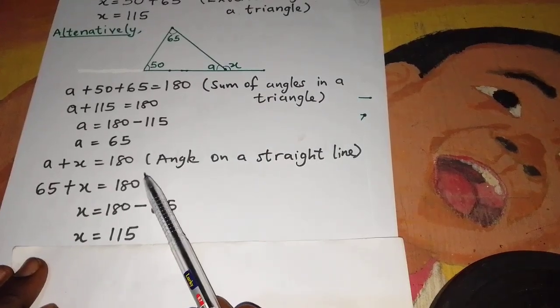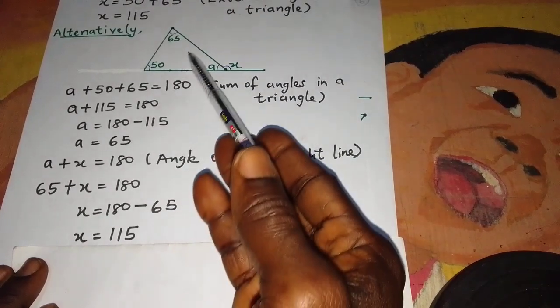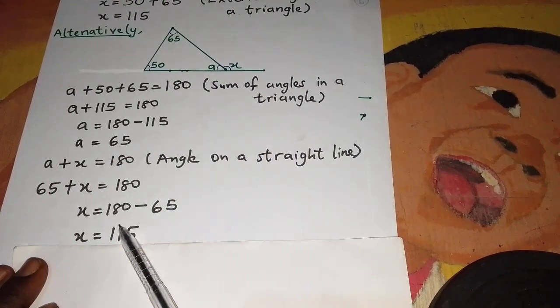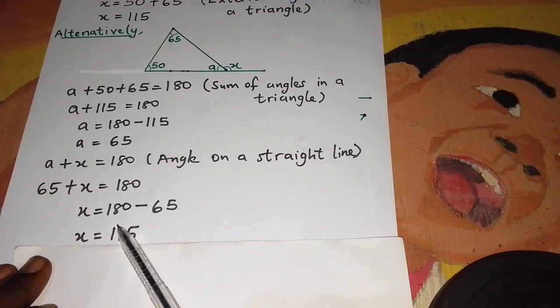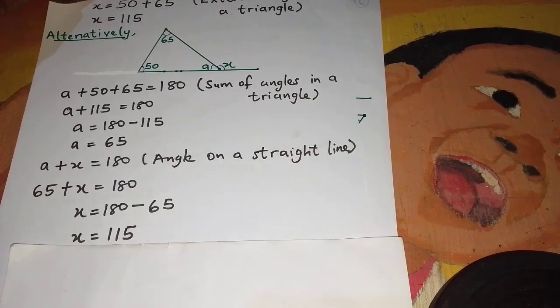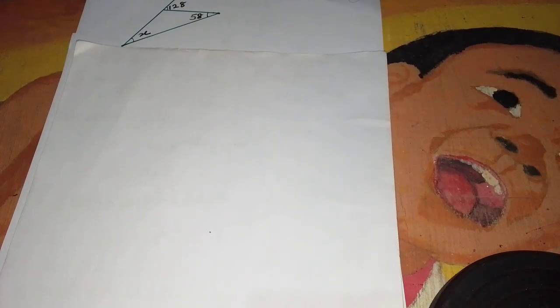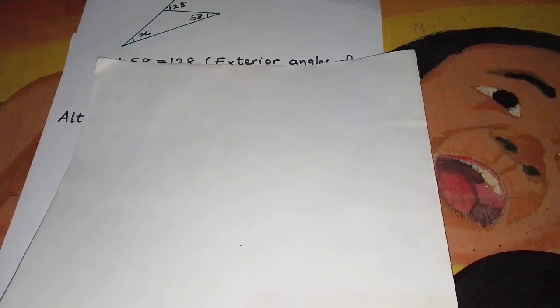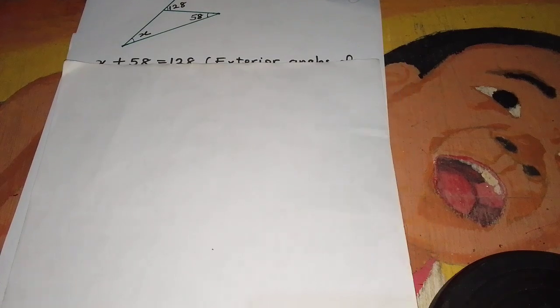So it's either you use the first method I taught you, or you can use this other method. Any of the methods is accepted, only that this other one looks longer. But the most important thing is that you use a method you can easily defend and give a reason for. Now, let's look at another example.